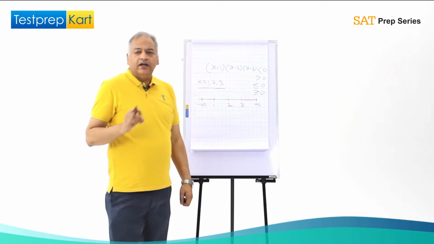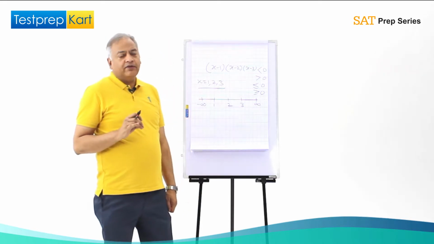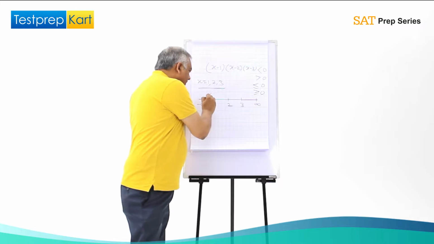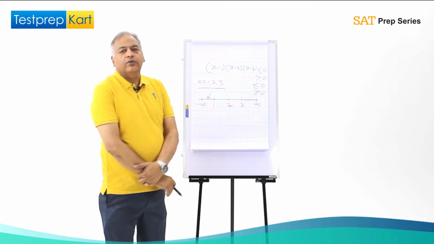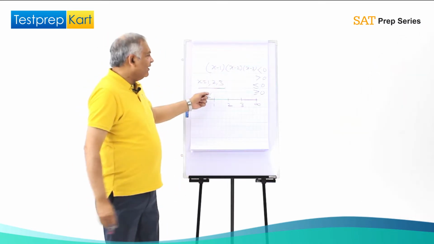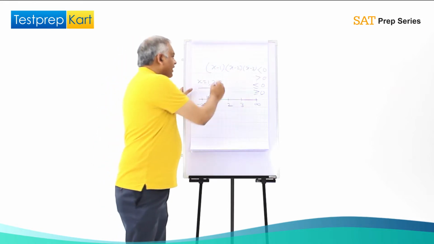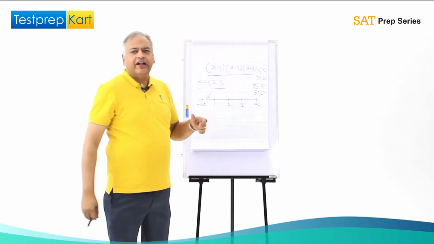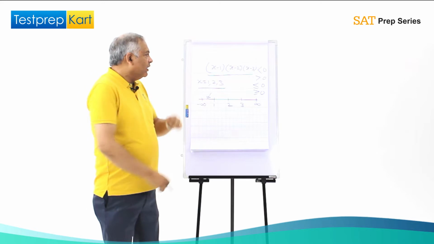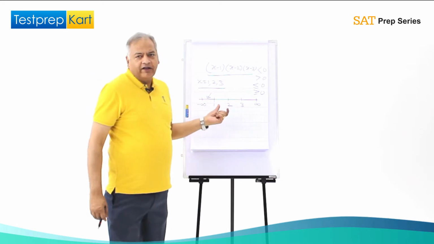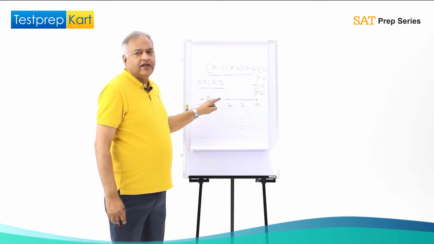Now, the third step, or the most important step, is to take one value in each interval and find what the left hand side is. What is your left hand side? It's negative or positive, and then you mark that on the interval. So that's one of the most important steps.